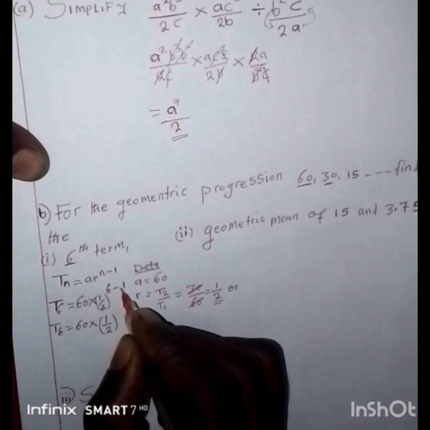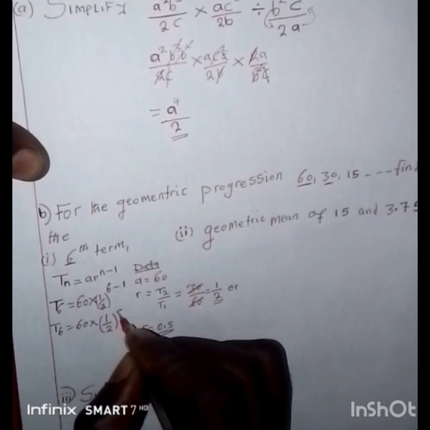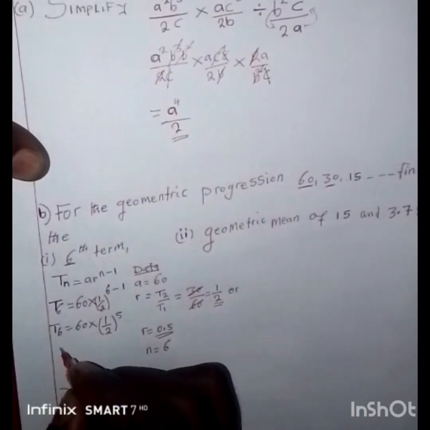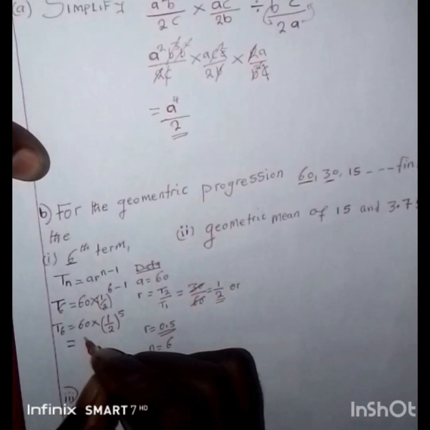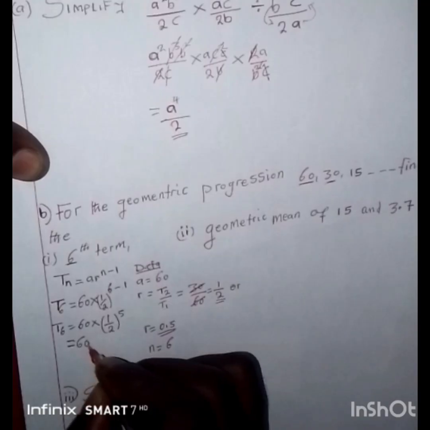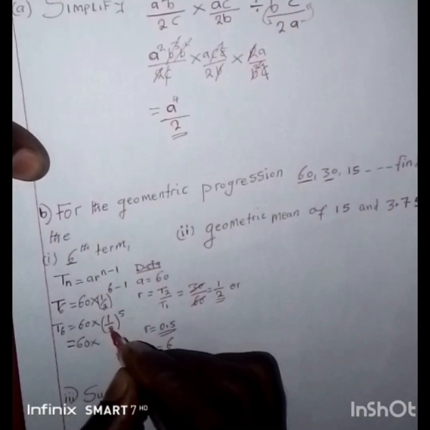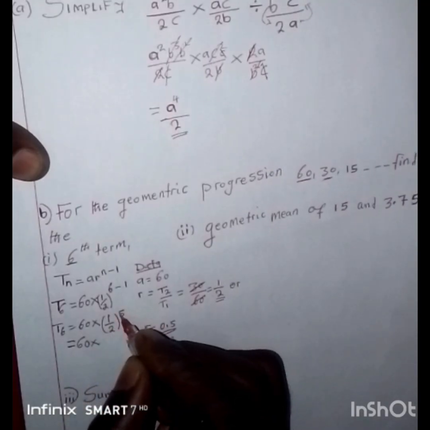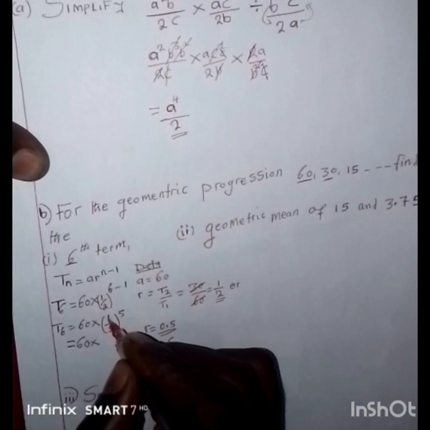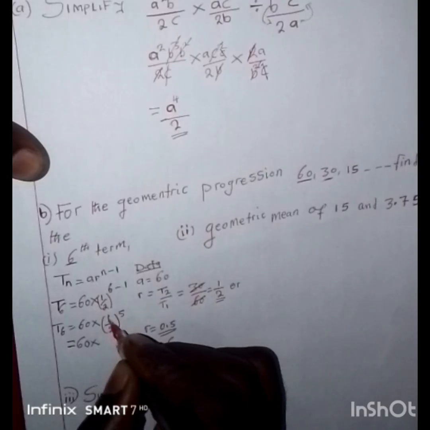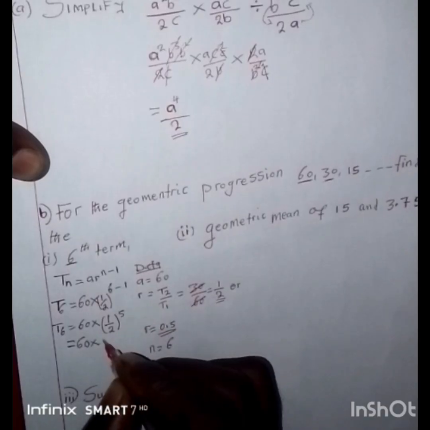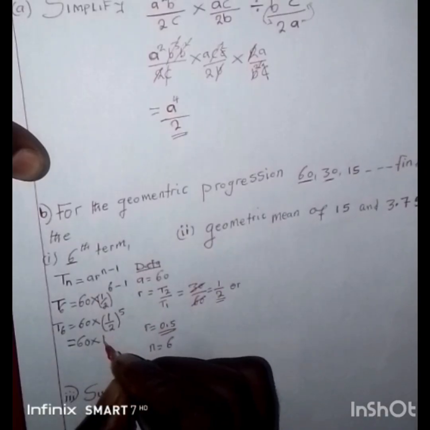What is 6 minus 1? We have got 5 there, so it becomes power 5. Now, last time I talked about the indices. For example, this one is a fraction raised to a power, so this power will be attributed to the numerator and the denominator of this fraction. So 1 to the power 5, you find that it is 1.